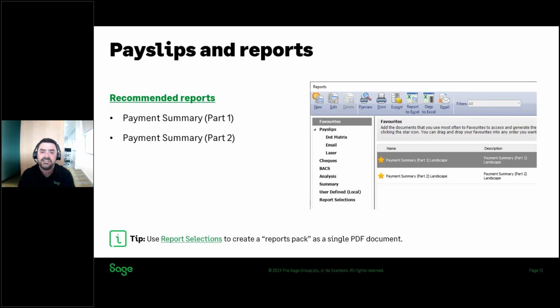We also have a couple of recommended reports. So payment summary reports give a breakdown of each employee's pay and deductions. And they're really useful for reconciling values once you've completed a pay run. So we have a part 1 and a part 2 that we would recommend. And it's even possible to bundle them together as a report selection and run a selection of reports at the same time to produce a single reports pack. So I'll try and show you some of that in the next part of the demo.